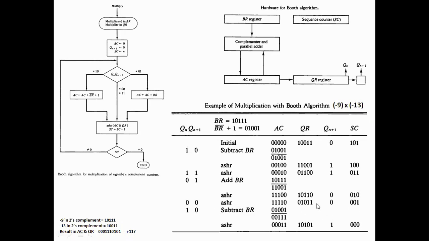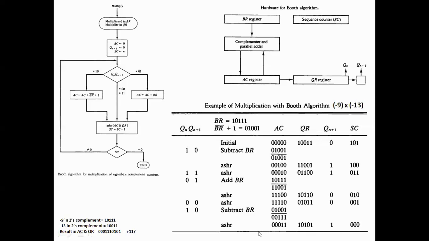Again, I will check these two. This is 1, this is 0. 1 0. The flowchart says when it is 1 0, do a subtraction. I will do a subtraction, which is the same as adding the 2's complement of BR. I will do that operation, and I get this. Now I have to do the shift. This is AC, this is QR, do a right shift. After doing the right shift, I get this. The empty space is filled with 0 because earlier it was 0. And decrement the counter, it becomes 0.